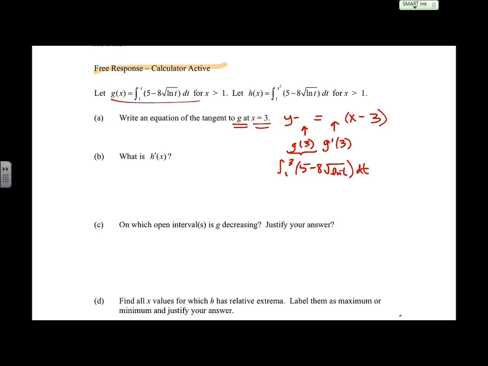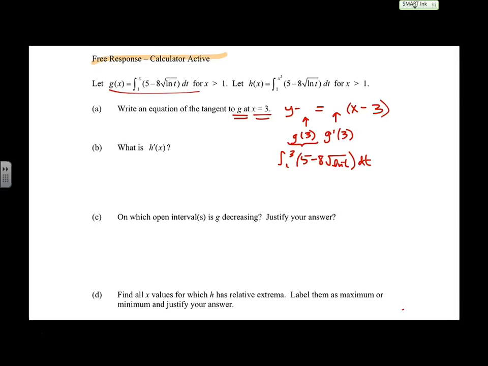How do I find g prime of 3? Take the derivative of g. And taking the derivative of g, write it out. d dx of that guy. Isn't that derivative of an integral? So isn't that just going to be 5 minus 8 square root of ln of 3?